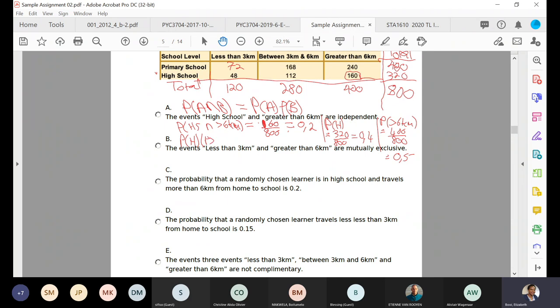Now we are ready to validate that the probability of high school and greater than 6 kilometers equals the probability of high school times the probability of greater than 6 kilometers. So we take 0.4 multiplied by 0.5. How much do you get? 0.2. They are the same, they are equal. So the probability of the joint event equals the product, and therefore they are independent.